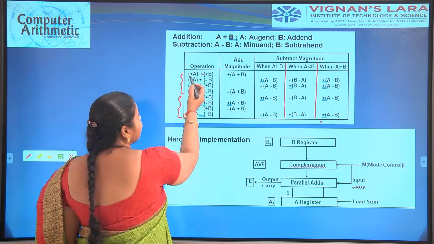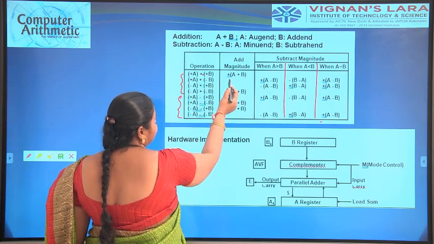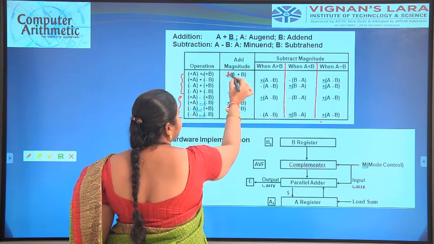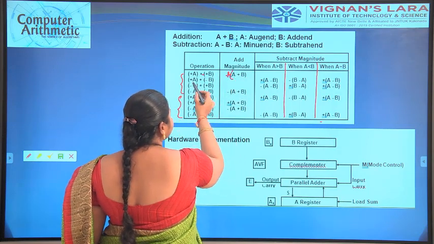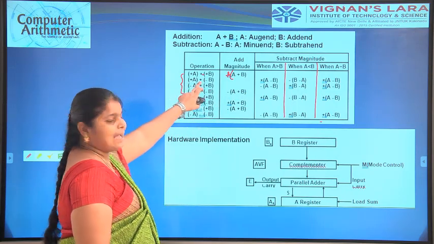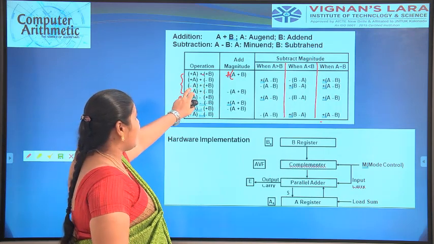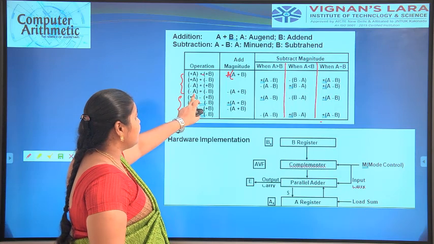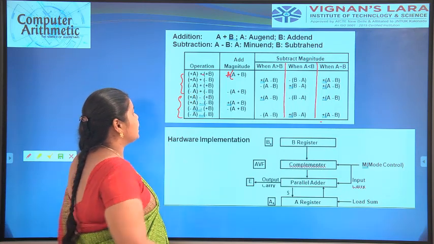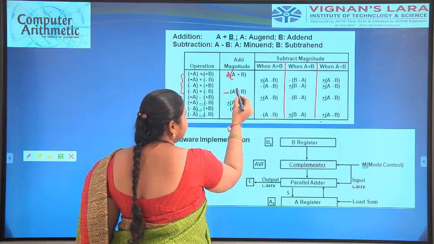Here we have to take the first operation, A plus B. Here both the operations are the same, that's why we place plus (A plus B). Here both signs are different: A has a different sign and B has a different sign, but the operation is plus. Here also A is minus and B is plus. Here both signs are the same, A is minus and B is minus. That's why, since both signs are the same, we place minus as the sign representation.